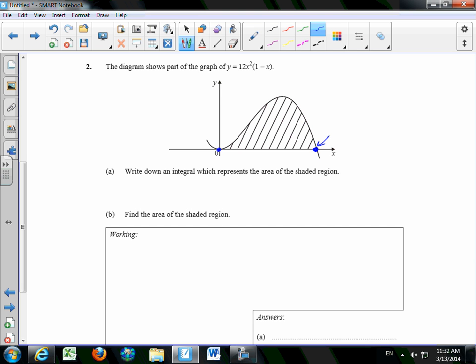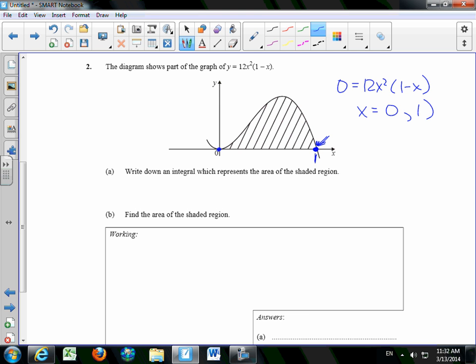Now, since it crosses the x-axis, at that particular point, y would equal 0. So we can plug that into our original equation: 0 equals 12x squared times 1 minus x. Now, the values of x that will make that 0 are 0 and 1. Obviously, this point right here is not 0, so it must be 1.